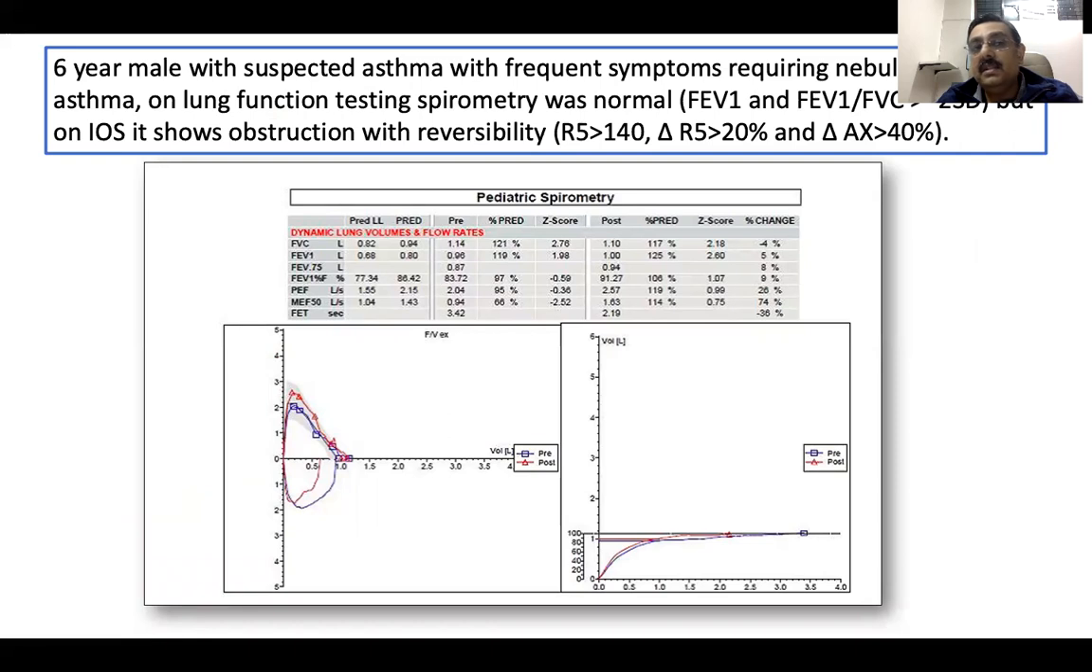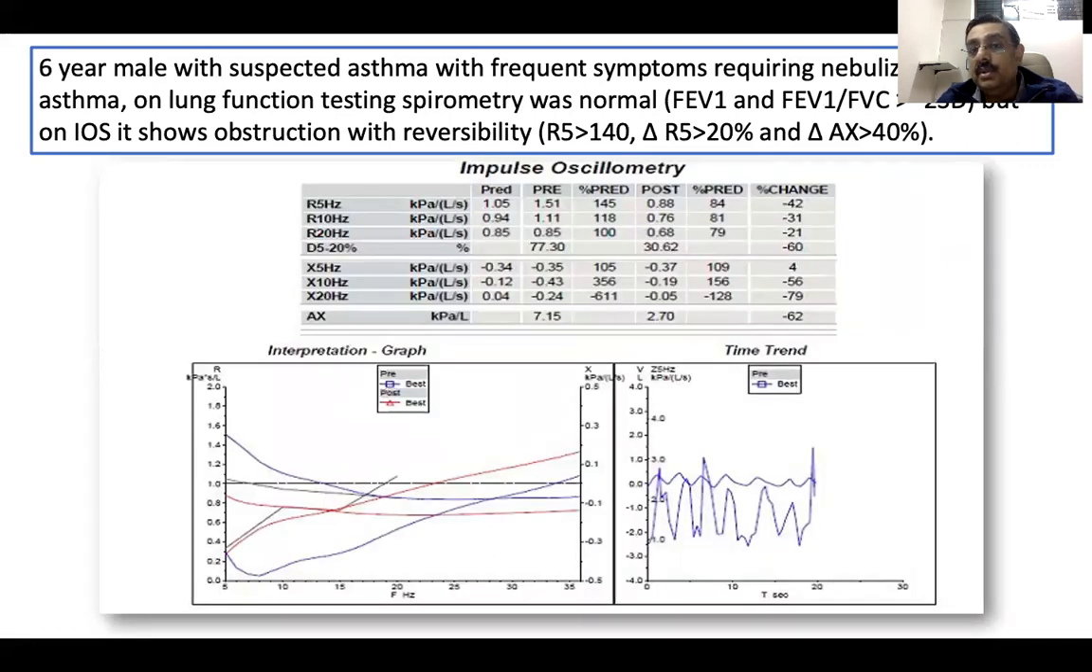Right. Now, this is another situation. The 6 years old child has suspected asthma, has frequent symptoms requiring nebulizations. Now, the lung function you have done in the spirometry is absolutely normal. There is no obstruction, and there is no reversibility which you document. But once you do an oscillometry, you actually find that the resistance values are high, the R5s are high, the R20s are not very high, and you find a clear reversibility: 40% change in the R5 and 62% change in the AX. So these can be situations when, again, your spirometries have not shown obstruction.